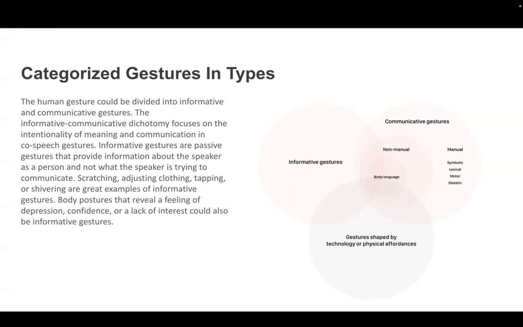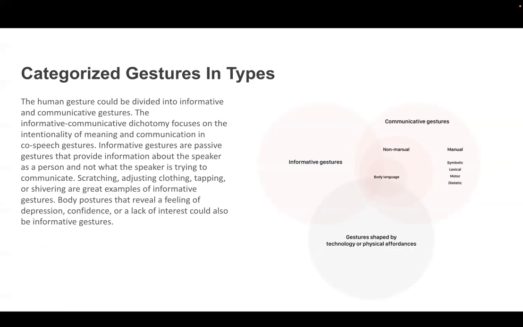Informative gestures are the passive gestures that provide information about the speaker as a person, and not what the speaker is trying to communicate. So for example, clothes or tapping, or some gesture that we're not going to do anything with, but for example the color of the clothes, or something like this.